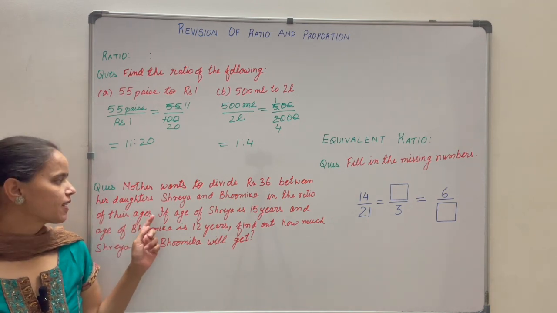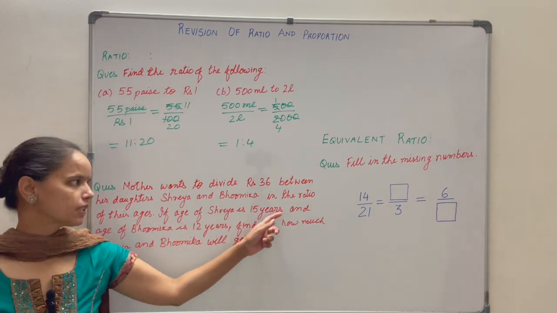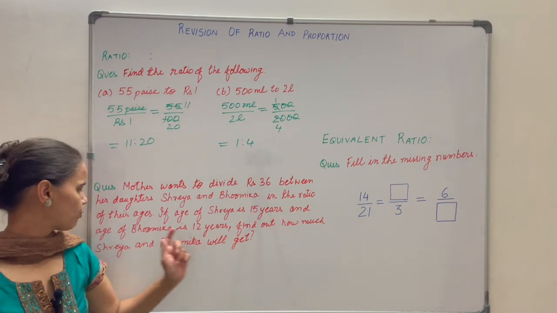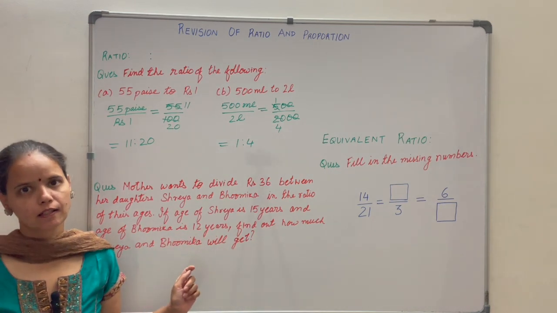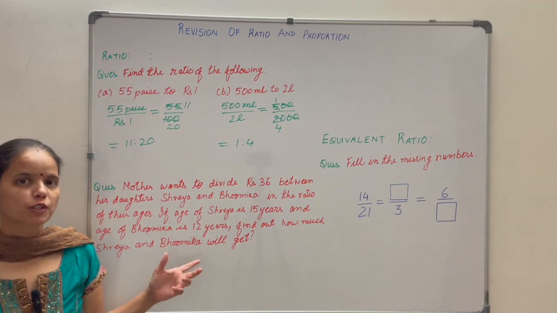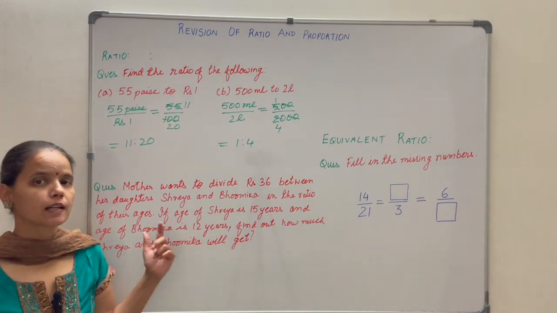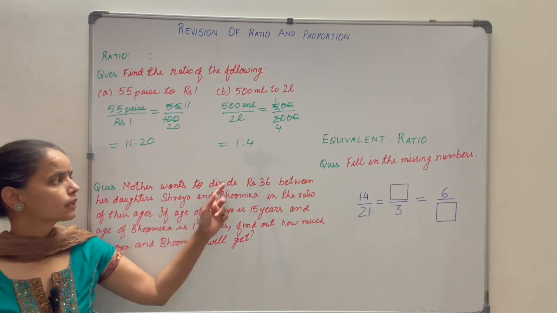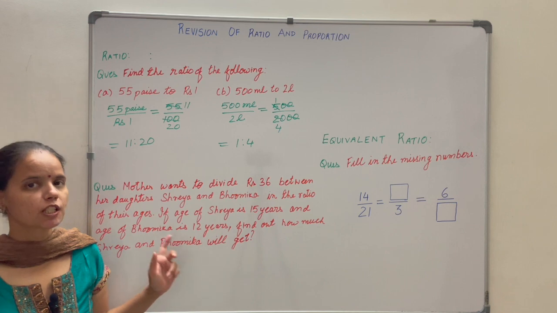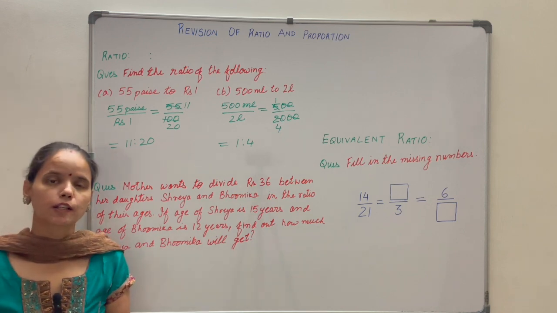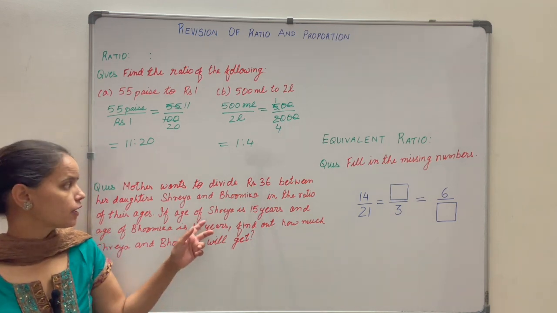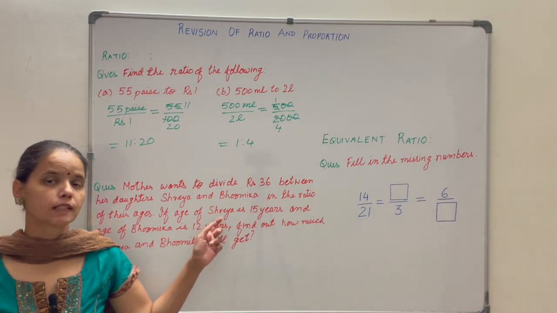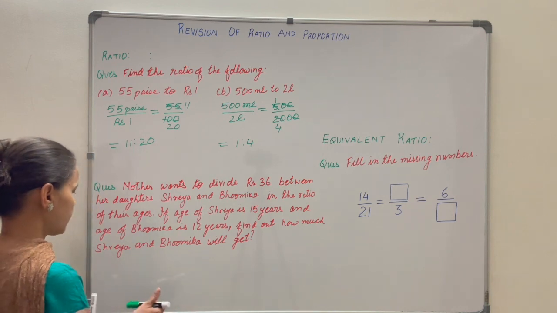Mother wants to divide rupees 36 between her daughters Shreya and Bhumika in the ratio of their ages. If the age of Shreya is 15 years and age of Bhumika is 12 years, find out how much Shreya and Bhumika will get. So you need to find out how much Shreya and Bhumika will get. Here in this question, it is given that mother wants to distribute 36 rupees between her daughters Shreya and Bhumika in the ratio of their ages. The age of Shreya is 15 years and that of Bhumika is 12 years. So let us calculate the ratio of their ages.